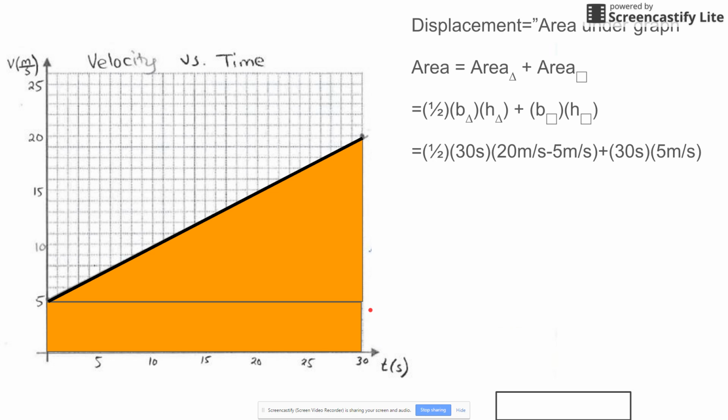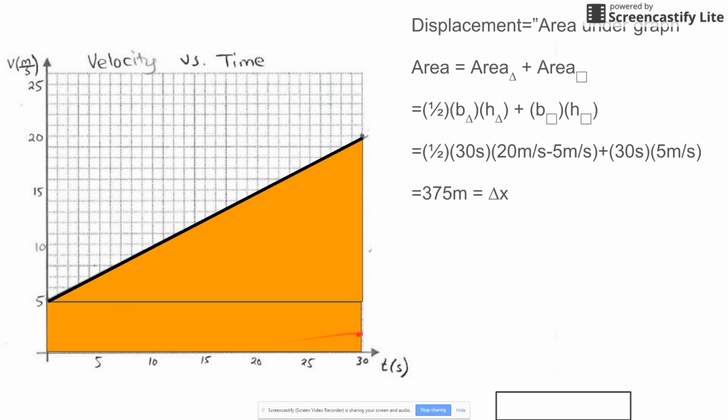And now I can plug in numbers. I can go through here. My base of the triangle is the time. This is the height of my triangle, so 20 minus 5. The base of the rectangle is 30. The height of the rectangle is 5. Plug all of that in, and I get 375 meters for the displacement. Which is cool. Works for this graph specifically.